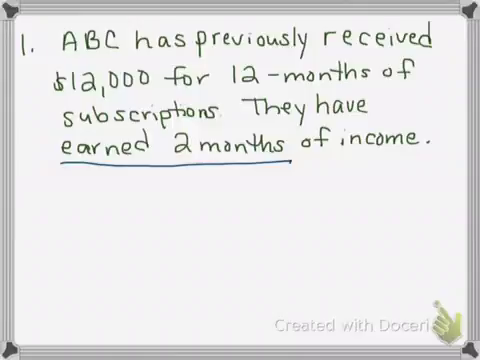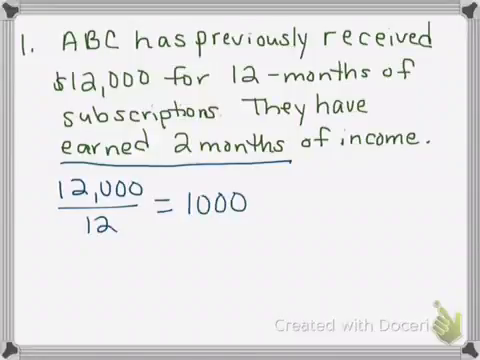And how do we figure that out? Well, we look at how much they've paid. It was for 12 months. So that means we are looking at $1,000 per month. It says that we have earned 2 months. So we would take the $1,000 per month and multiply that by 2, and our journal entry is going to be for $2,000. All right? So $2,000 is what we are looking at for this particular journal entry.